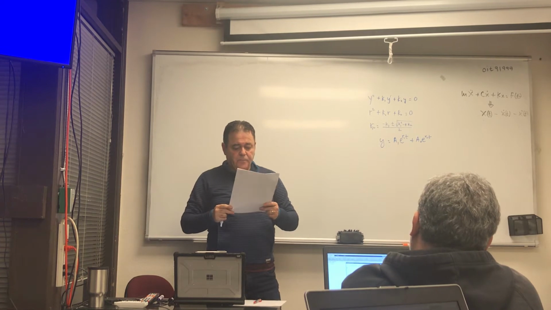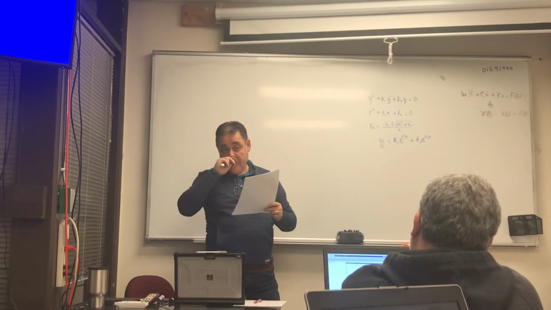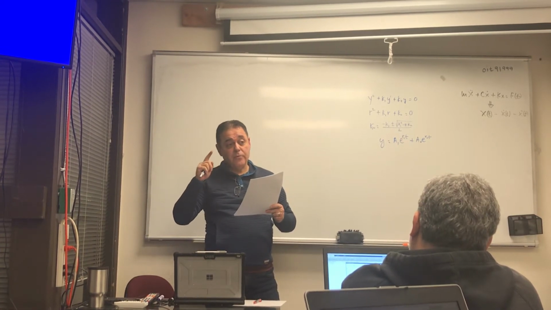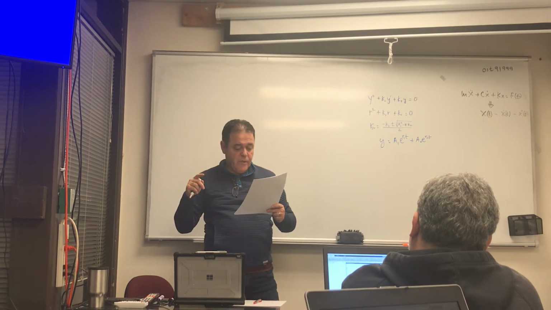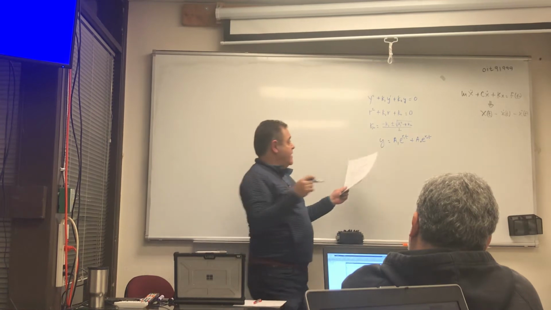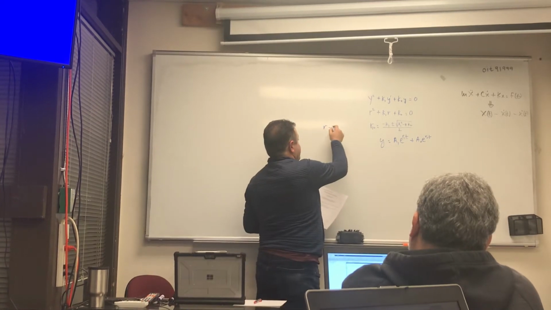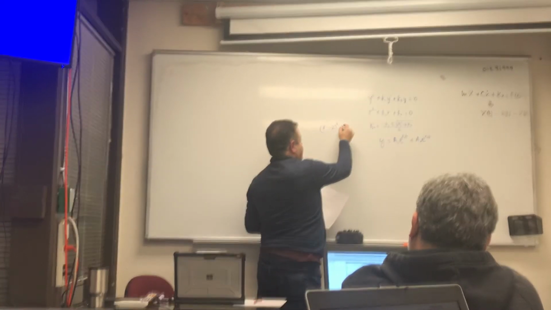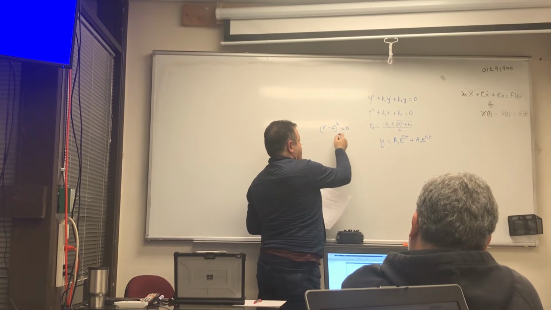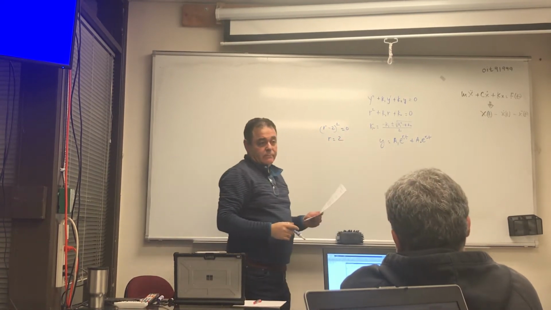Now, but real and different. Sometimes you will have one root which is a double root. In other words, the roots are the same. It's like maybe the characteristic equation can be written as r minus 2 squared equal to 0. What does this tell you? That r is equal to 2.